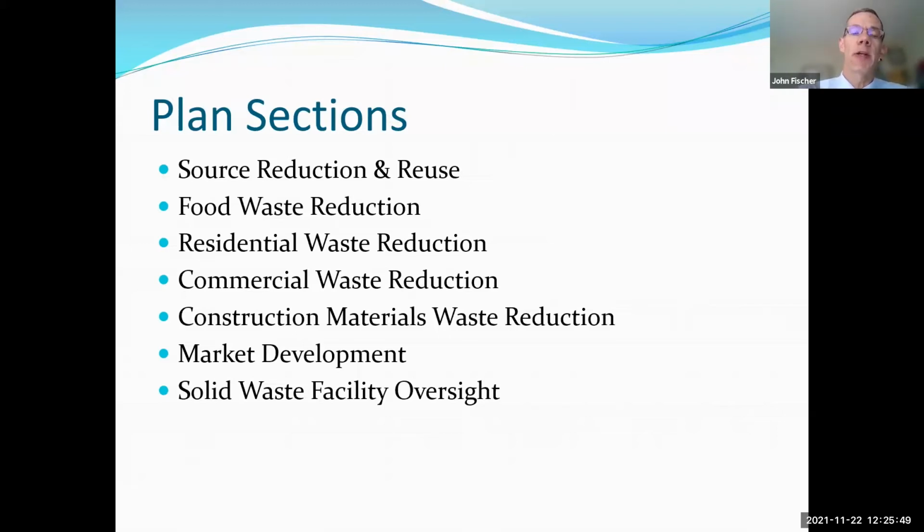The plan is divided into 7 primary substantive sections. We talk about first, source reduction and reuse. So what we can do to prevent waste or extend lifetimes of products and packaging. We have a section on food waste reduction, a section on residential waste reduction that focuses primarily on work through cities and towns. We have a section of the plan focused on commercial waste reduction from businesses and institutions. Then we talk about reducing waste from construction and demolition materials. We have a section on market development. And then finally, a section on solid waste facility oversight.